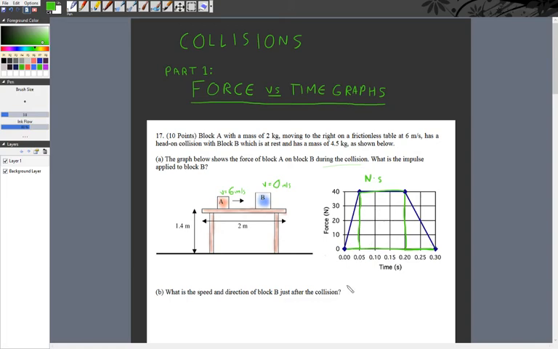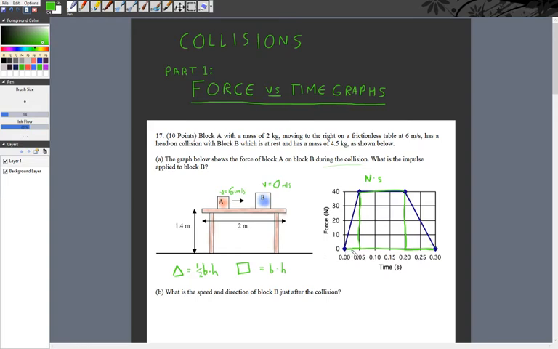Excuse me. This isn't going to be too bad, actually. We know the area of a triangle is equal to 1/2 base times the height. We know the area of a rectangle is equal to base times height. So we can actually find the area of this figure. And the unit's going to be Newton seconds. Let's go and do that now.